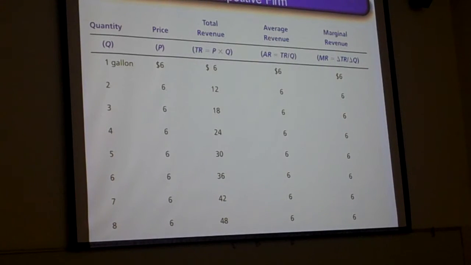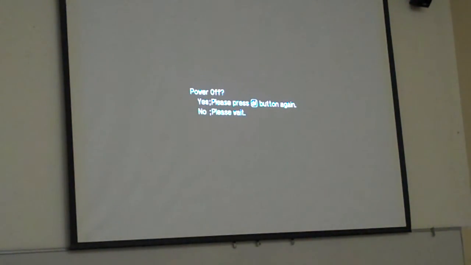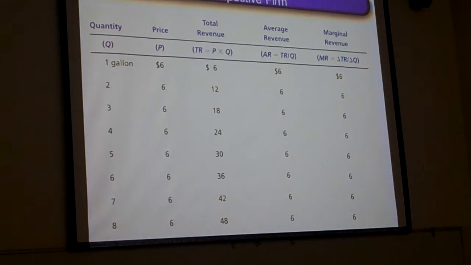All right, so here we have this situation where we sell 1 gallon of gas or milk or whatever it is. We sell 1 gallon, and the price is $6, and that's driven by the market. Our total revenue is just one unit at $6, so obviously our total revenue is $6. Average revenue is total revenue divided by output, so 6 divided by 1. And the marginal revenue is what we get for selling one more unit, so from 0 to 1 unit, the revenue we get is equal to the price, which is $6.